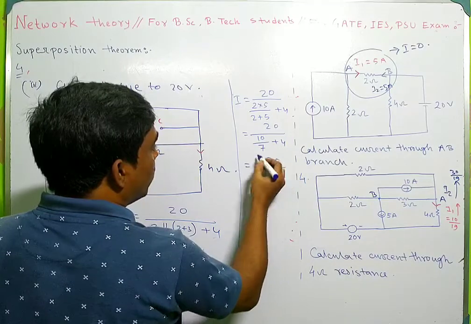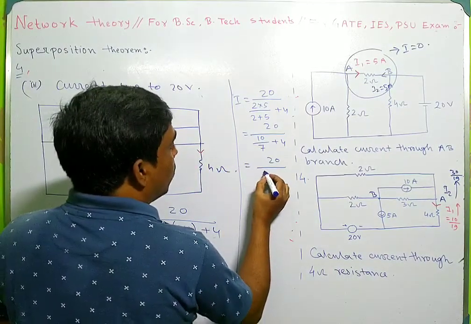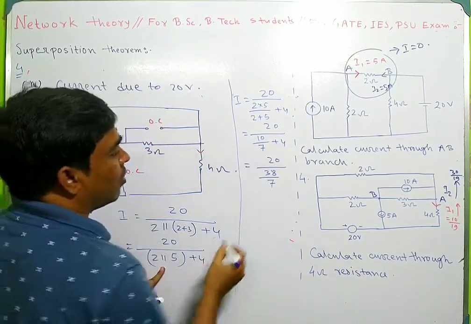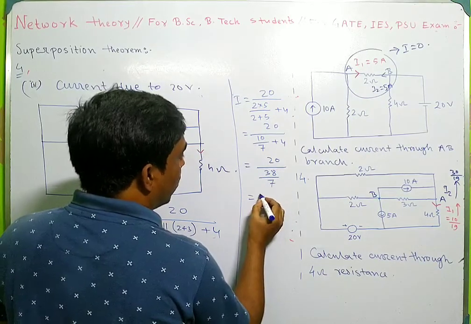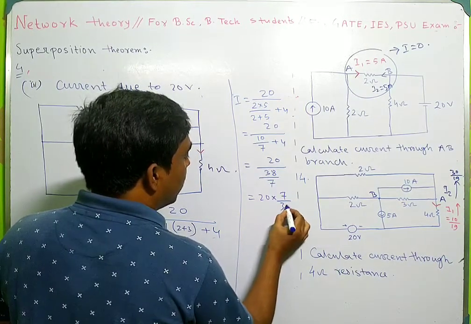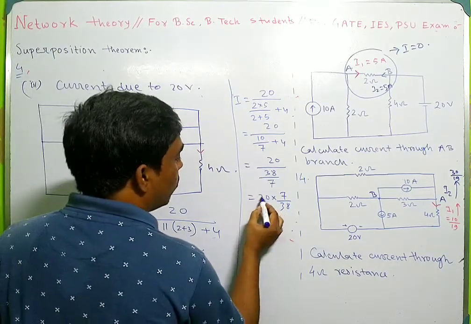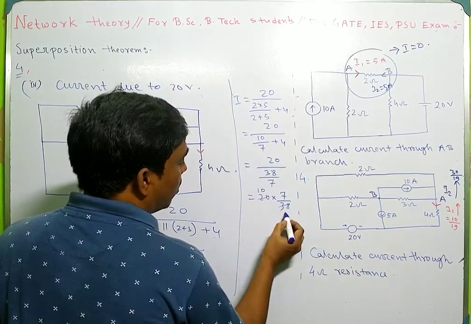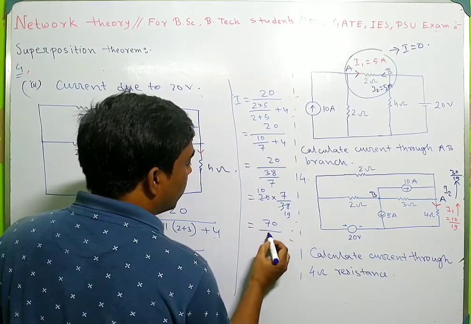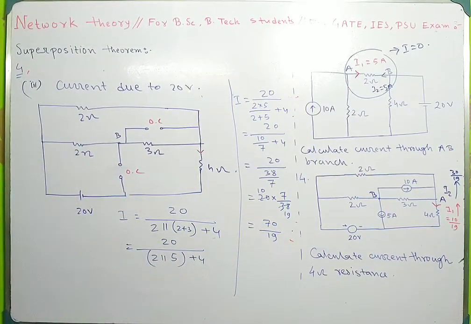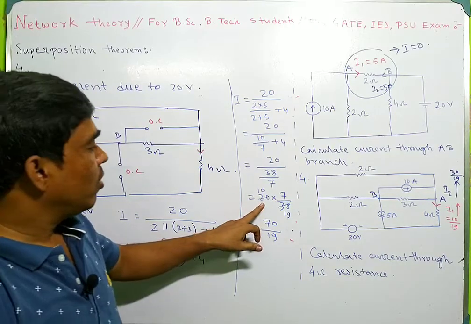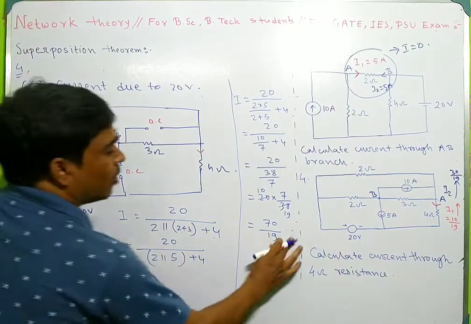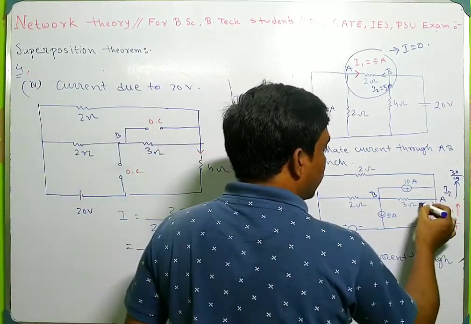So it will be 20 divided by 38 by 7, that is 20 multiplied by 7 by 38. So it will be 10, this is 19, so 70 divided by 19. And this is along this direction.